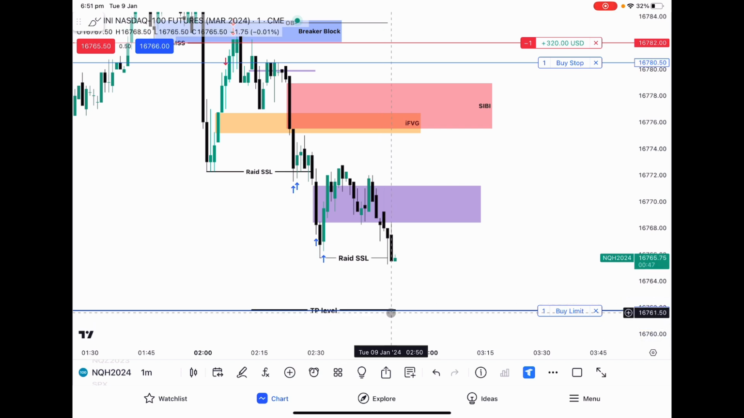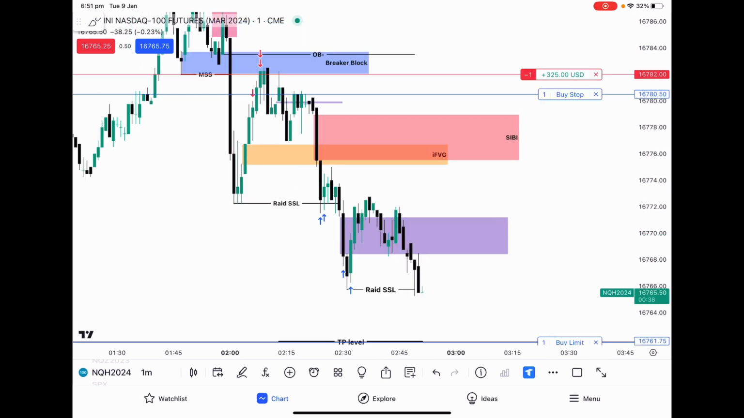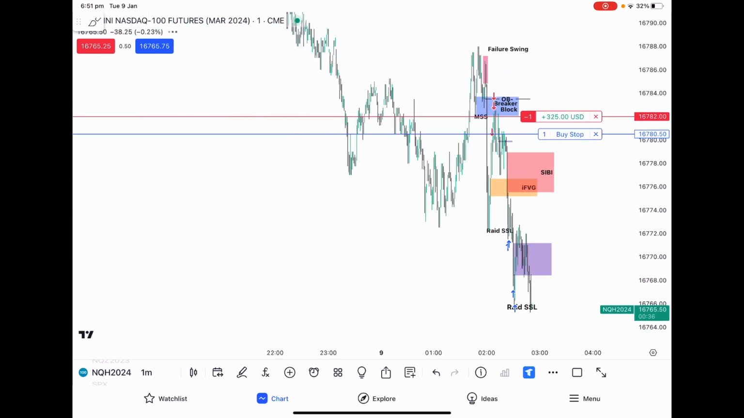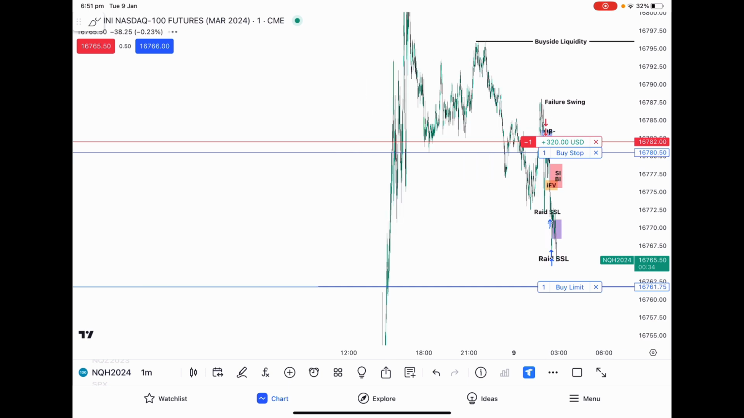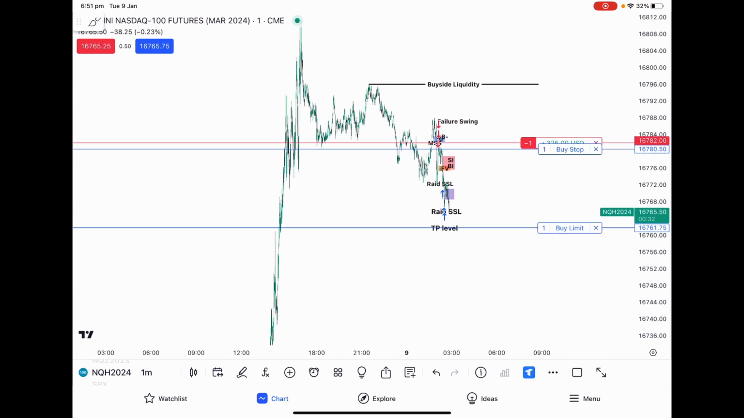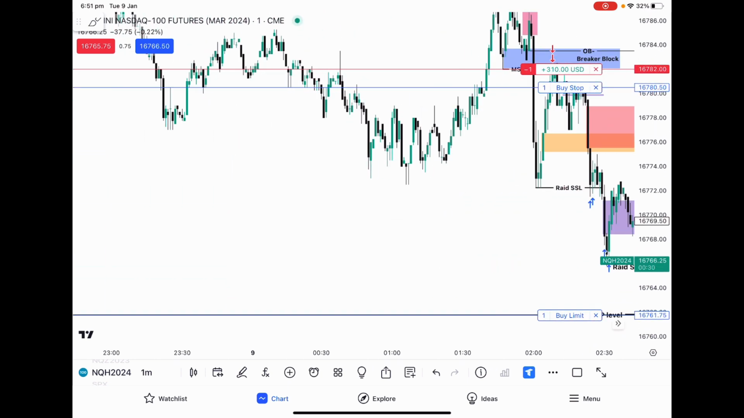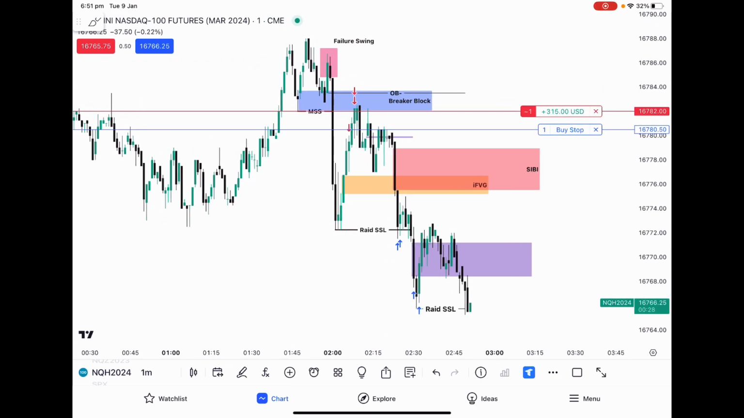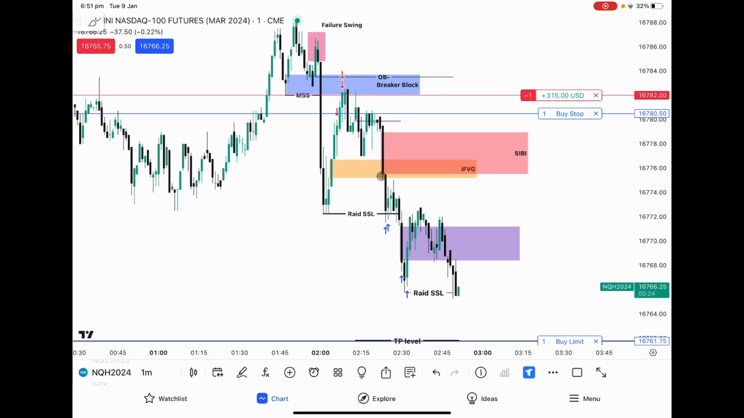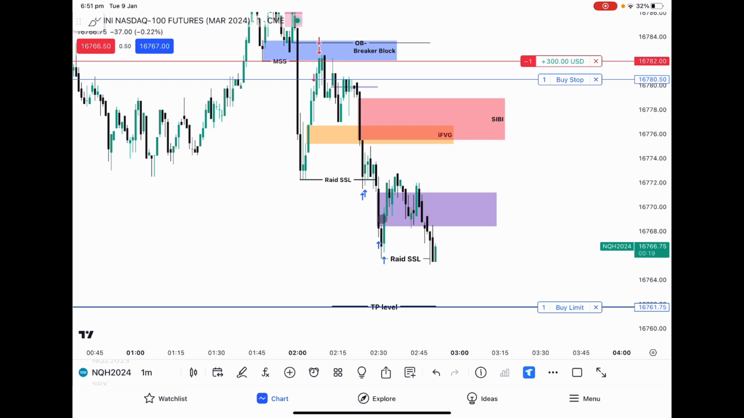I wanted to take out this TP level, which is the consequent encroachment again of the fair value gap on the 4-hour time frame. So it's stepping down. It's stepping down is what I'm trying to say. So you can kind of see how that looks there, right? If you wanted to enter this trade, that's really the only entries you could get, in my opinion. It didn't return here. If it did, that would have been a good entry to go short as well. Entering short from here, I wouldn't do it personally.